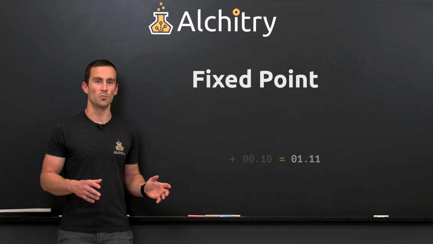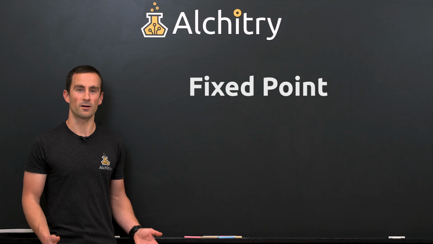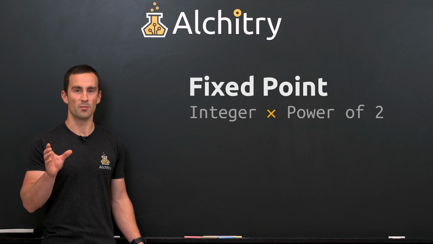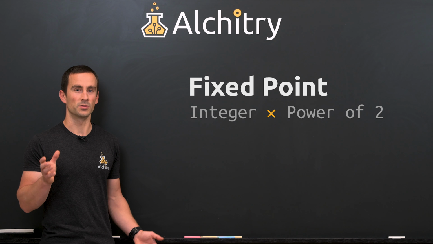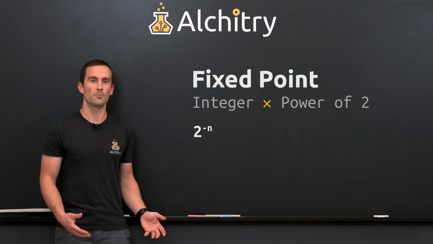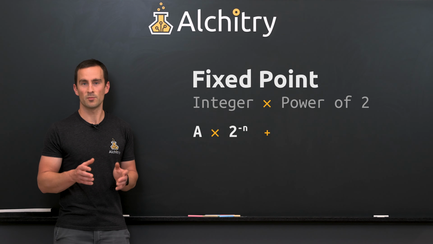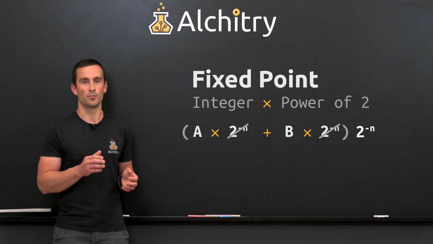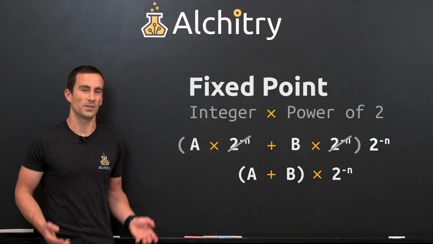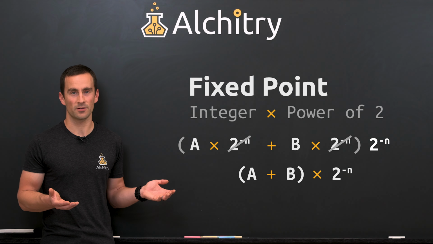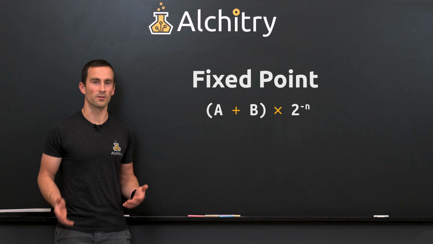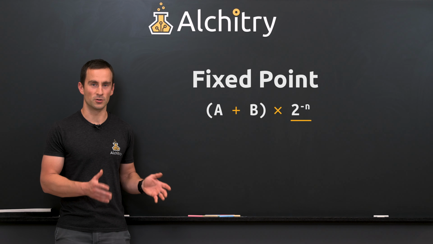We can dive a little bit into more formal math to show why this works. We can rewrite our fixed point numbers as being an integer times a power of 2. The power of 2 is the negative number of fractional bits that we have in each one. So we'll say 2 to the negative n for this example. We can then write our addition as a times 2 to the negative n plus b times 2 to the negative n. That lets us factor out the 2 to the negative n and end up with (a plus b) times 2 to the negative n. That just shows what we said before. We can add a and b together and the result will have the same number of fractional bits. But do note that to be able to factor out the 2 to the negative n, both a and b had to use the same number of fractional bits, in this case n.